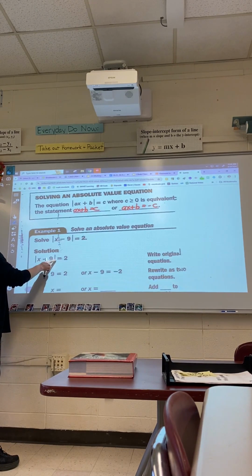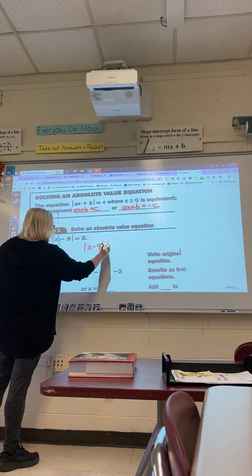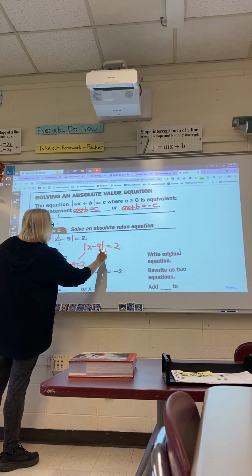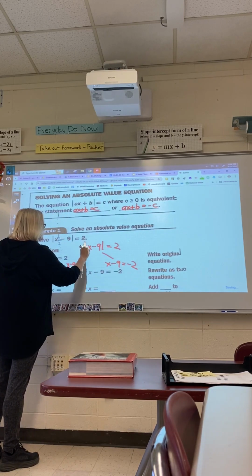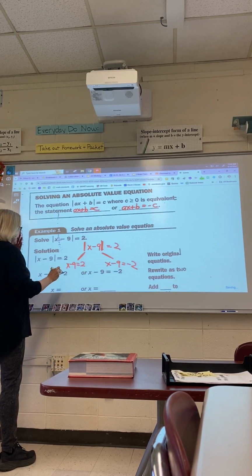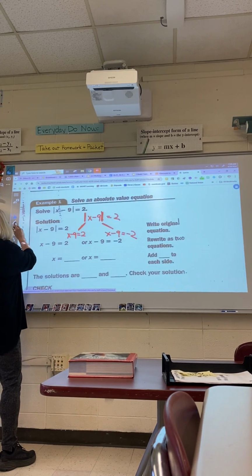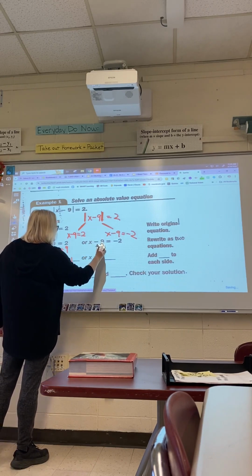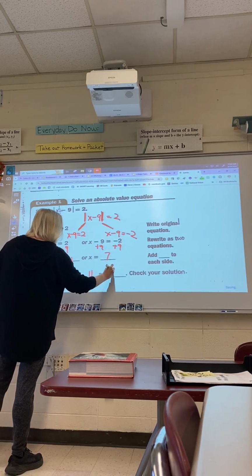So the absolute value of x minus 9 equals 2. Well, that means, this is how I do it, this x minus 9 either equals 2 or x minus 9 equals -2. I use these absolute value signs to remind myself there's going to be two equations. Now, if x minus 9 equals 2 and I add 9 to both sides, x equals 11. If x minus 9 equals -2 and I add 9 to both sides, x equals 7. So I have two solutions, 11 and 7.